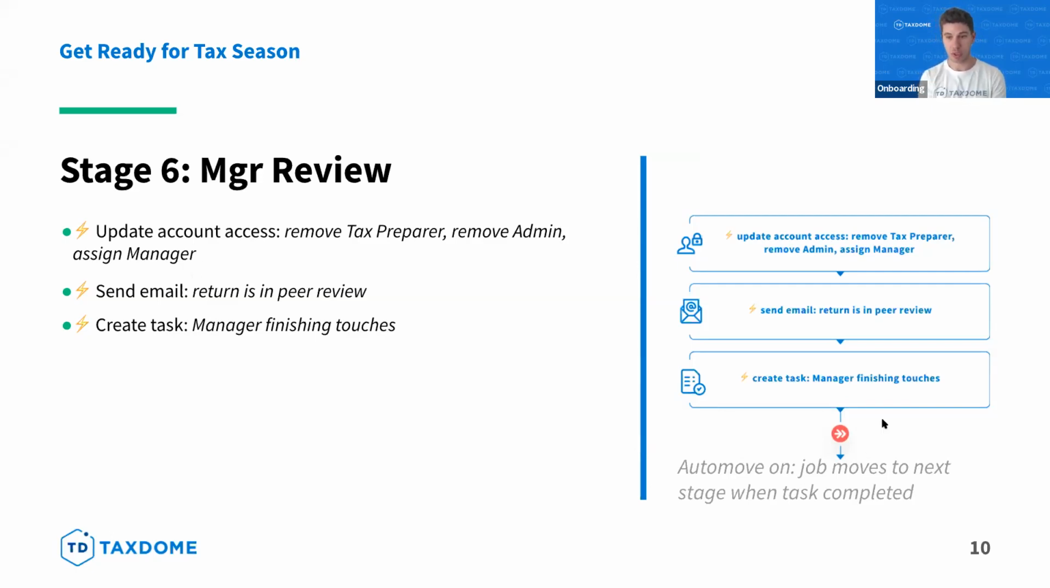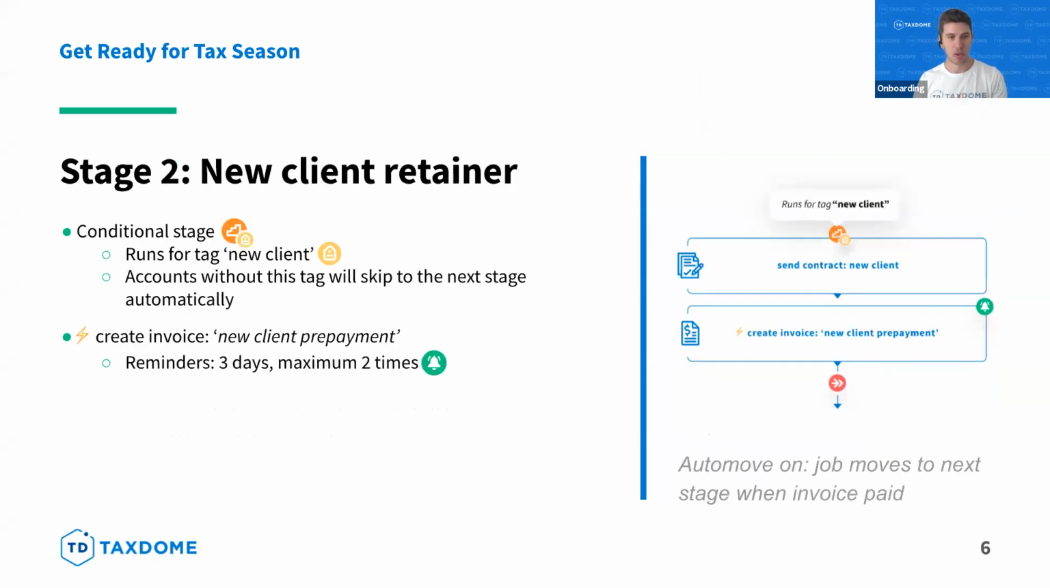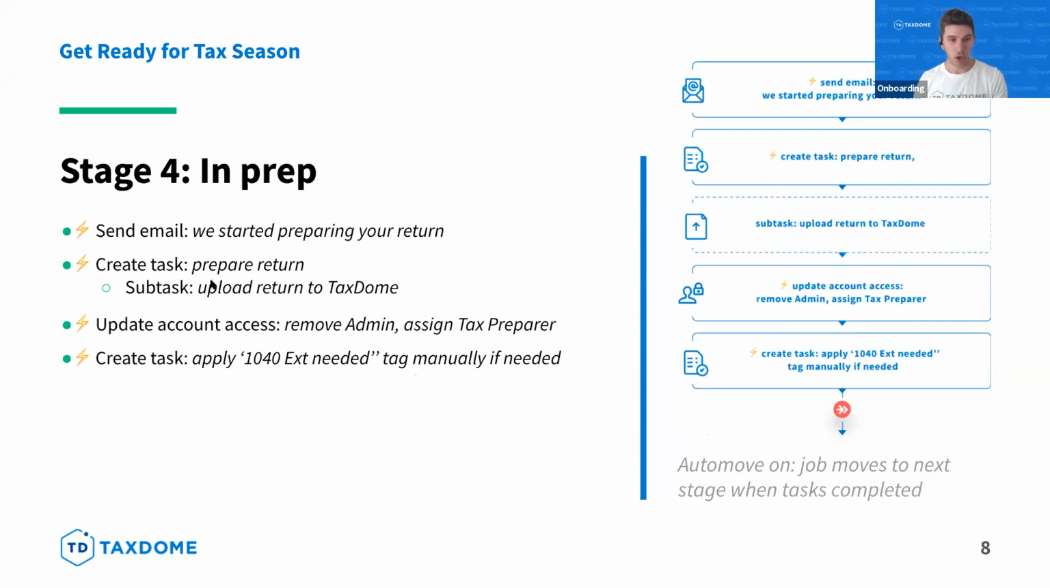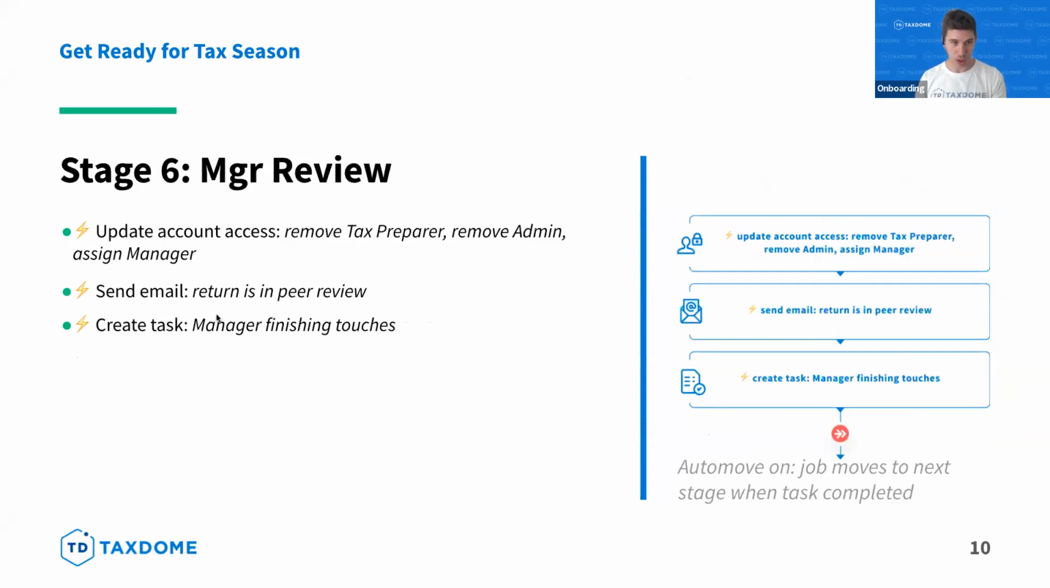And now as soon as they click done on finishing touches, they've reviewed it, all is well, the job automatically moves to the next stage. This is the beauty of auto move. So in this instance, the actual number of clicks from your team so far has been 0 here, 0 here, 0 here. Marking off a task as done, file the extension, marking off a task as done if they did it. So that's 2 clicks. Manager review, clicking done on that task.